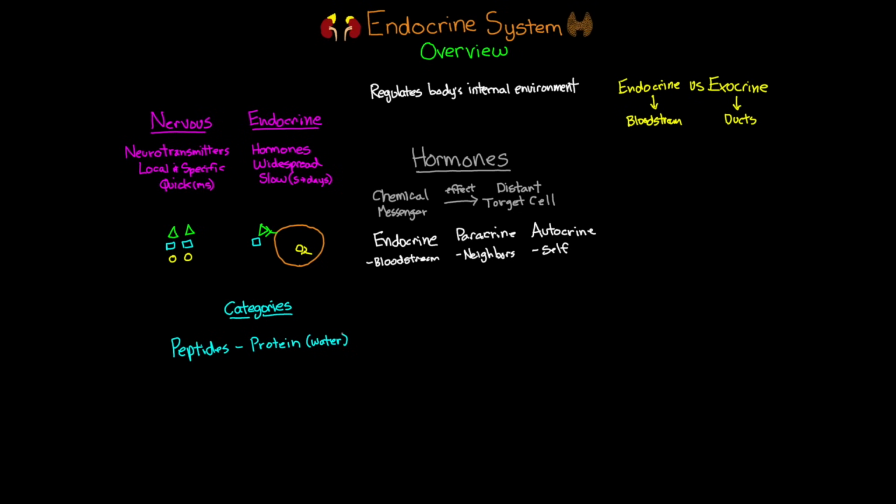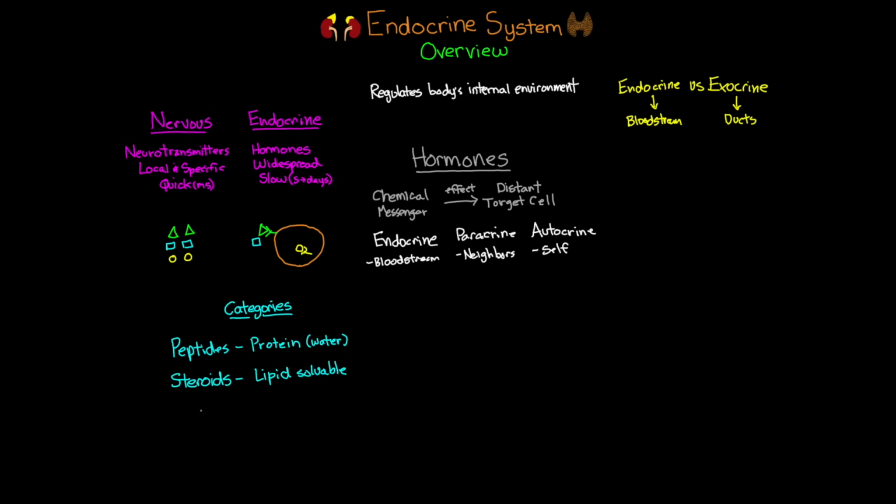The next category of hormones is what we call our steroids. And we can think of the steroids as our lipid-soluble hormones. So again, these are the hormones that are going to go inside the cell and interact with those receptor sites inside of the cell. Examples of the steroids are things like aldosterone, cortisol, progesterone, and testosterone.